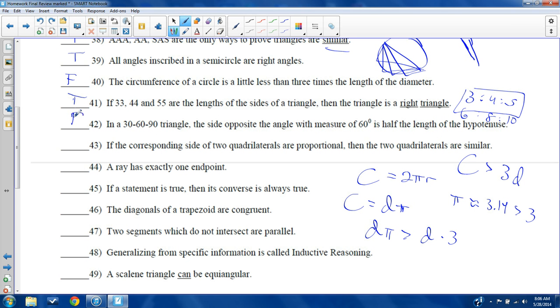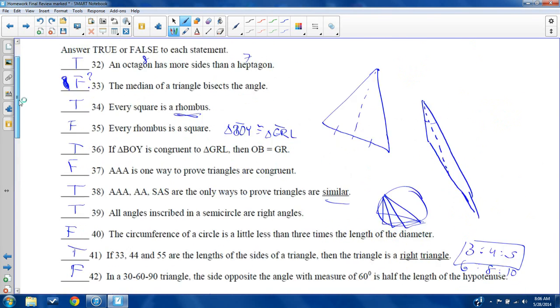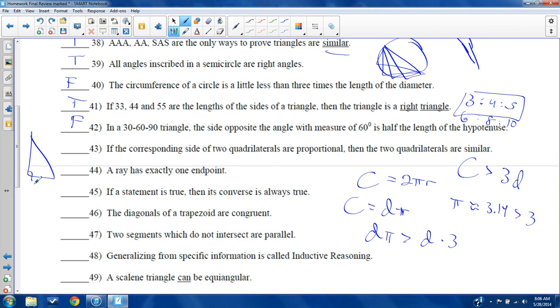That is false. Again, if you look at those right triangles, like here, 30, 60, 90, that's going to be equivalent to this one, x, 2x. That's opposite 30. Opposite 60 is x root 3. So that is false. That would be x root 3 compared to 2x.